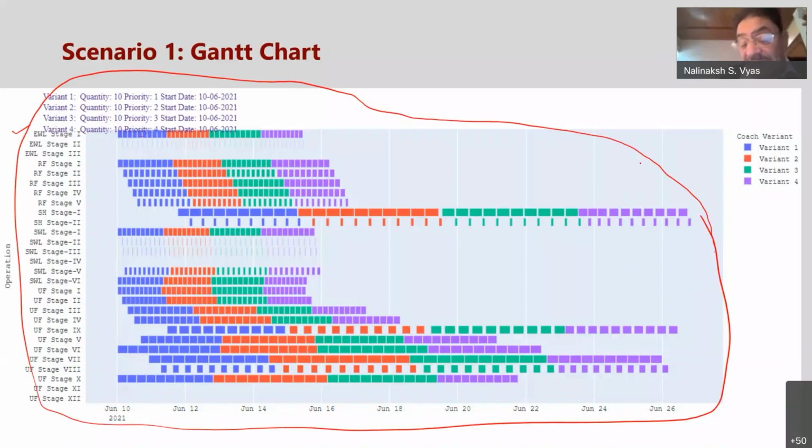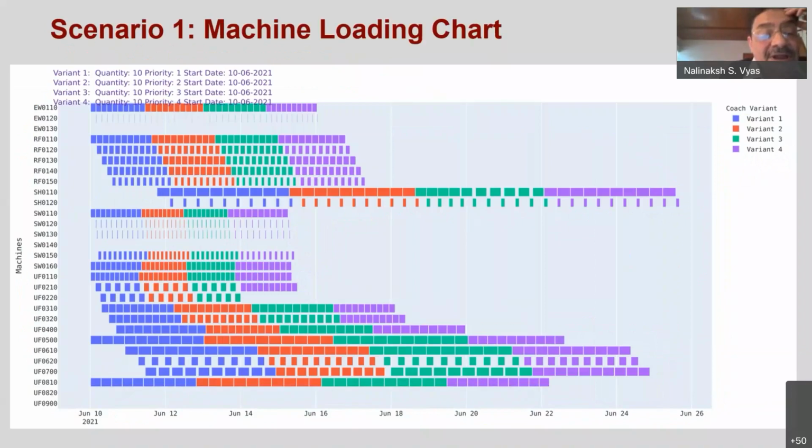If any machine is not operational, as we will see in the next chart, this is the machine loading chart. For all these individual machines, which machine is doing what, as you hover the mouse on this, that information also gets displayed on this chart.